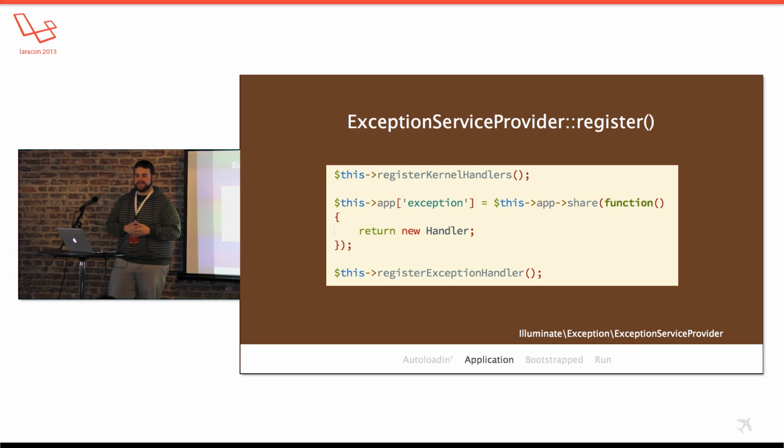Here's an example of the exception service provider register method. Register kernel handlers just registers a bunch of stuff that I didn't really want to go into. And then this app exception, again, using that array access method, because service providers either have the app accessible as a property, uses the share, which, as we learned earlier, was the singleton part, and registers and does all this stuff.